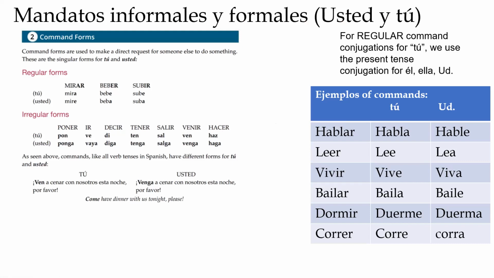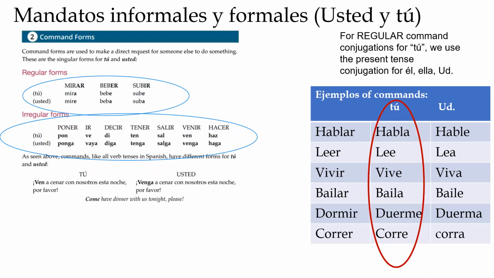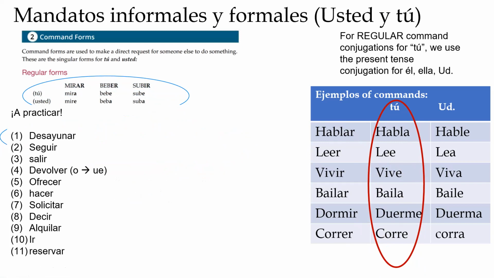We'll get to usted in just a second, but for right now, we're going to do some practice with tú. Okay. And here are some other examples that I've given you for the verbs right here. These are just regular examples. So habla, lee, vive, baila, duerme, y corre. So what you're going to do now, these are several verbs, or 11, I should say, that you're going to do just the conjugations for tú. So just the informal tú commands. And then why don't you just pause it for a second, try to do them on your own, and then I will go over the answers.